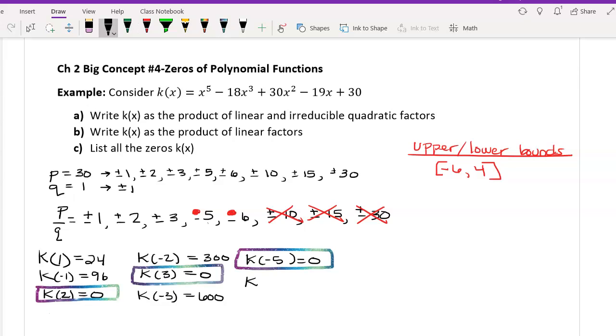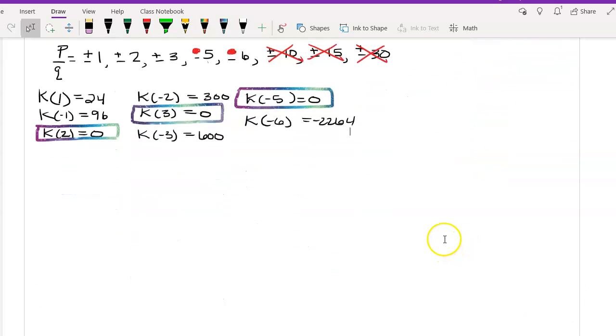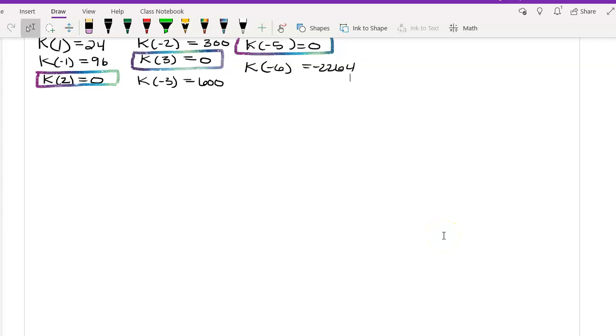And then we have k of -6, which equals -2, 2, 6, 4. So not a factor. So here we have 3 possible rational zeros that we found using the remainder and factor theorem. So now I'm going to take that information and do my synthetic substitution. So let's start with 2.